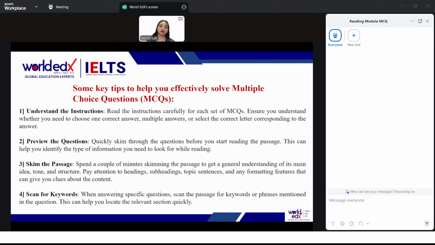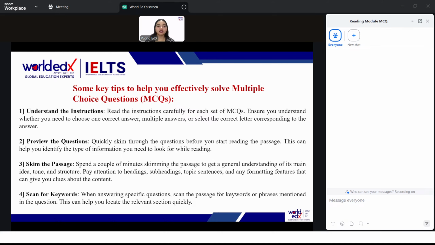The next one is skim the passage. You need to spend a couple of minutes skimming through the passage to get a general understanding of it. Once you have an idea of the headings, subheadings, topic sentences, and formatting features, you can start marking. You can mark the keywords, you can circle the numbers and all of that, and in this way you have a very coherent set of information. So first is to read the question, next is to skim through the passage. While skimming, if you come across any factual information, keep on highlighting it, and then you start reading via the scanning method.